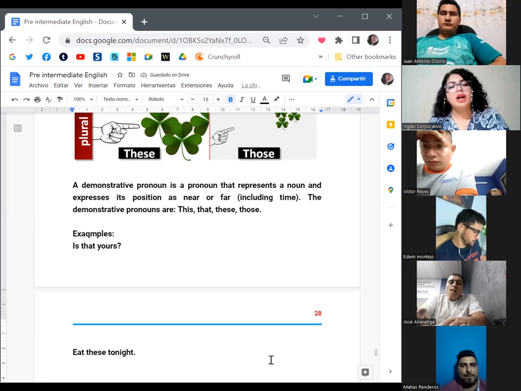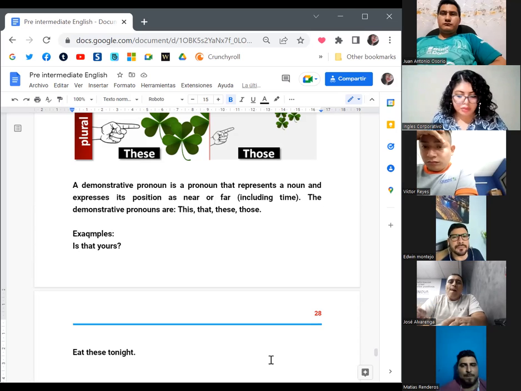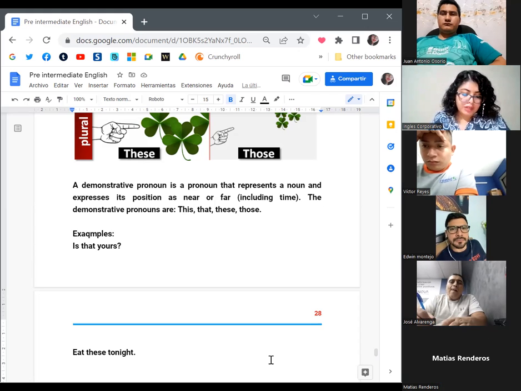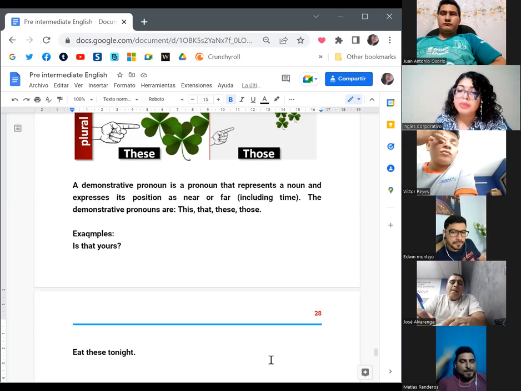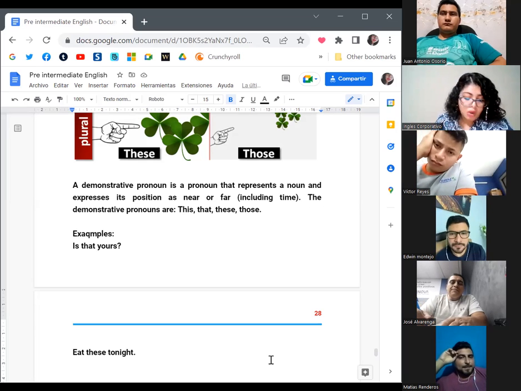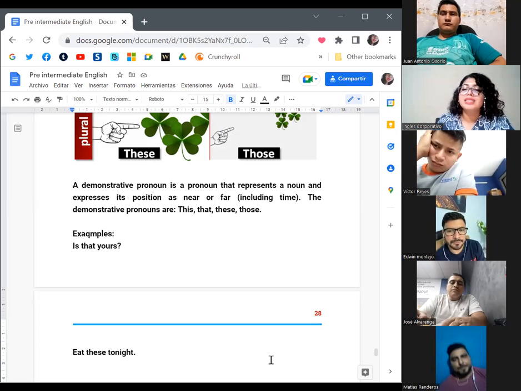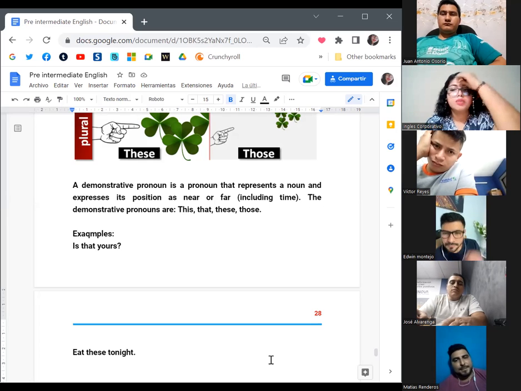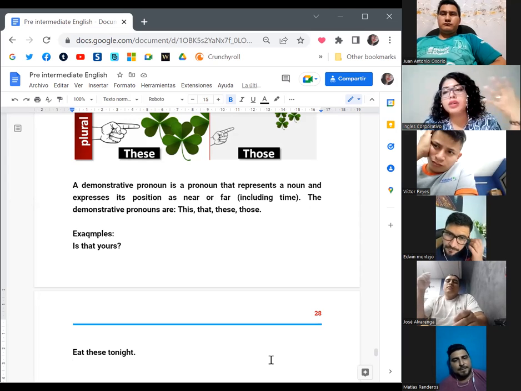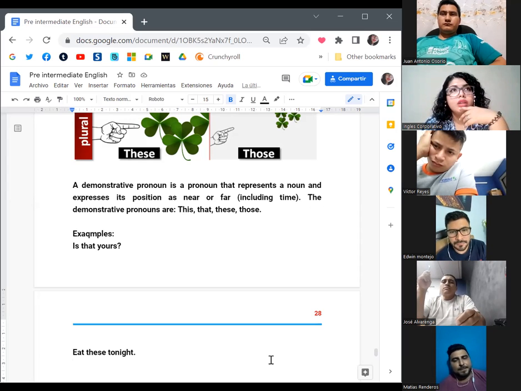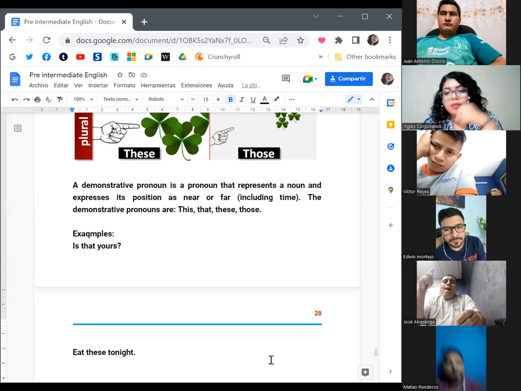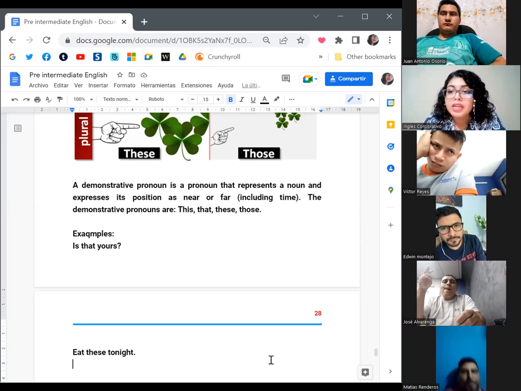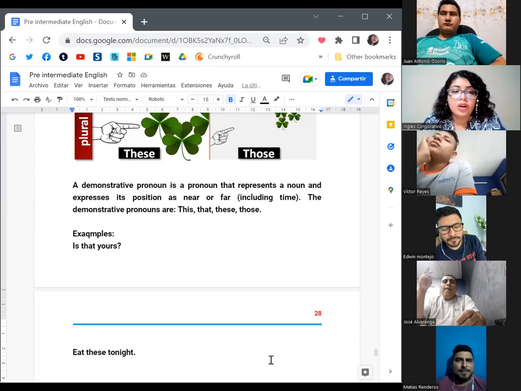So, like all pronouns, demonstrative pronouns replace nouns or noun phrases. More specifically, a demonstrative pronoun stands in for something that has been previously mentioned or understood from context. So when we are talking with someone about a specific thing, we can change something about the information that we are giving.